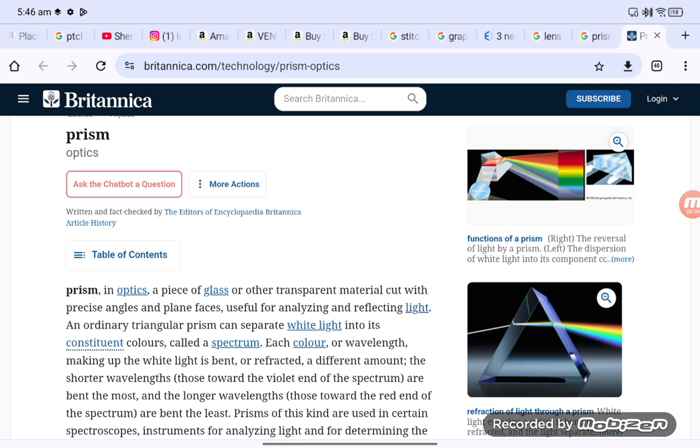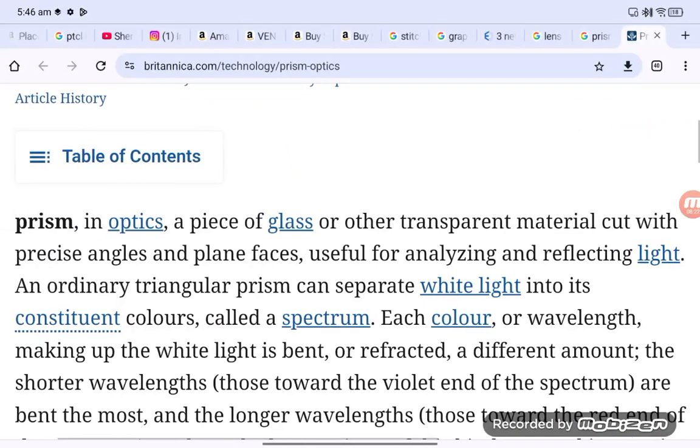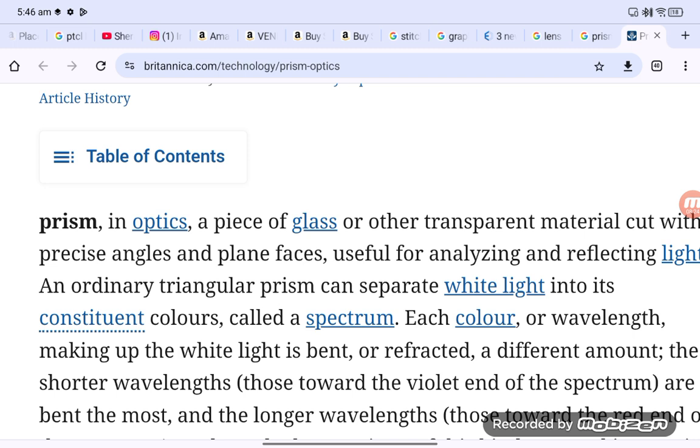Prism: in optics, a piece of glass or other transparent material cut with precise angles and plane surfaces, useful for analyzing and reflecting light. An ordinary triangular prism can separate white light into its constituent colors, called a spectrum.